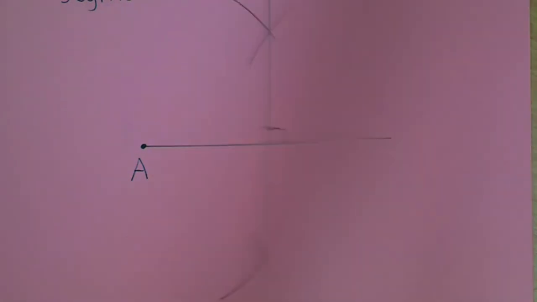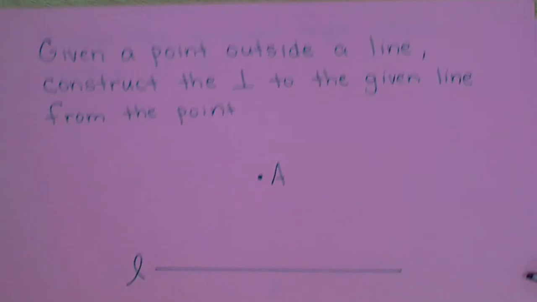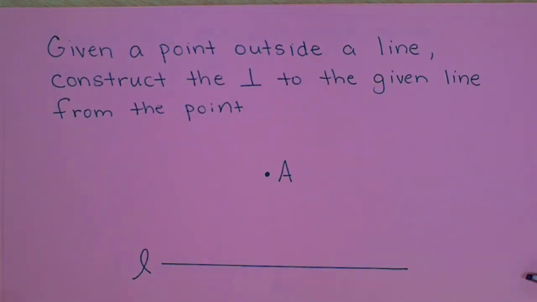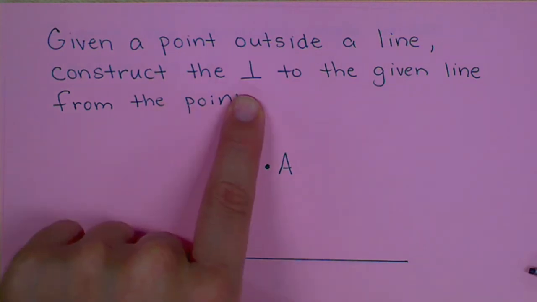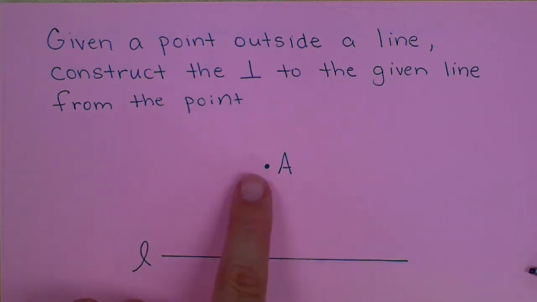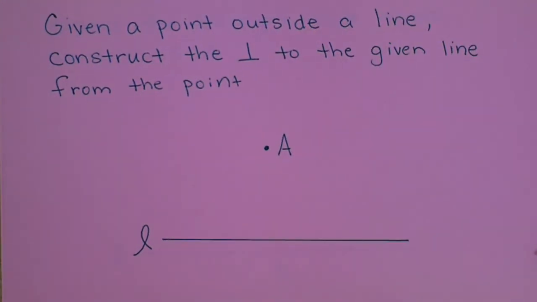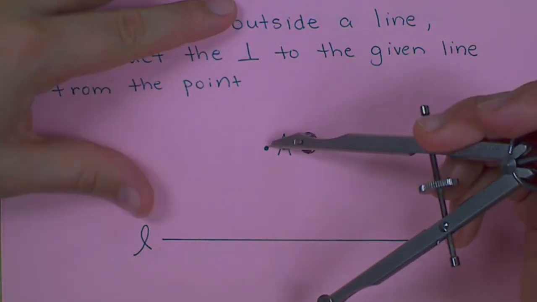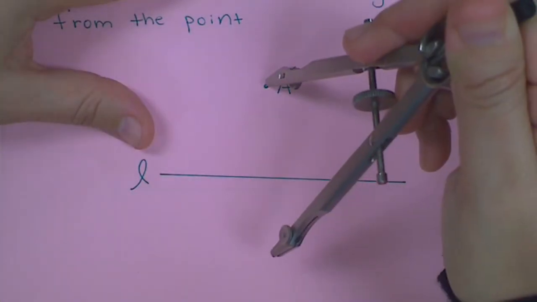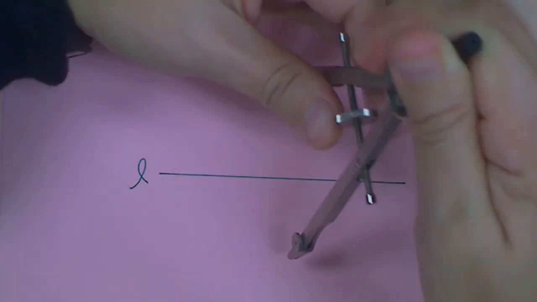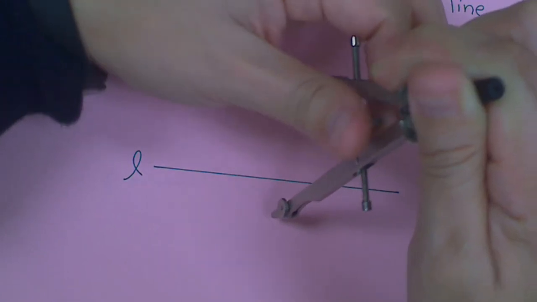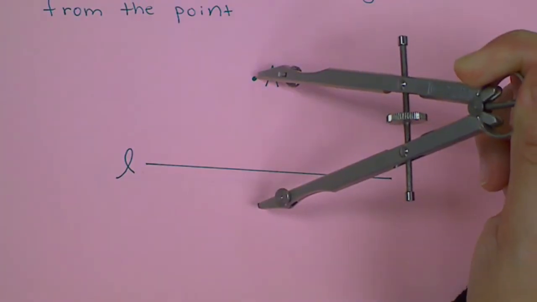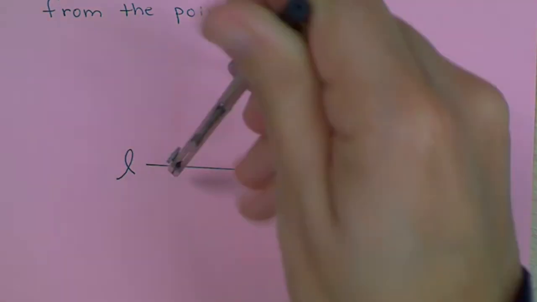The next one we're going to look at is if we were given a point outside of our line, L, here, we want to construct the perpendicular to our given line L from a point outside that line. So the first thing you want to do is set your compass at point A, and you want to get a measure that goes below the given line by enough that you can create two marks on that given line.